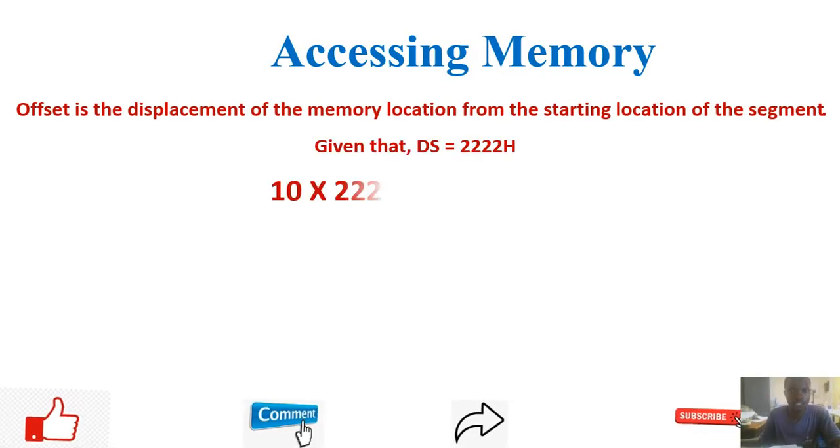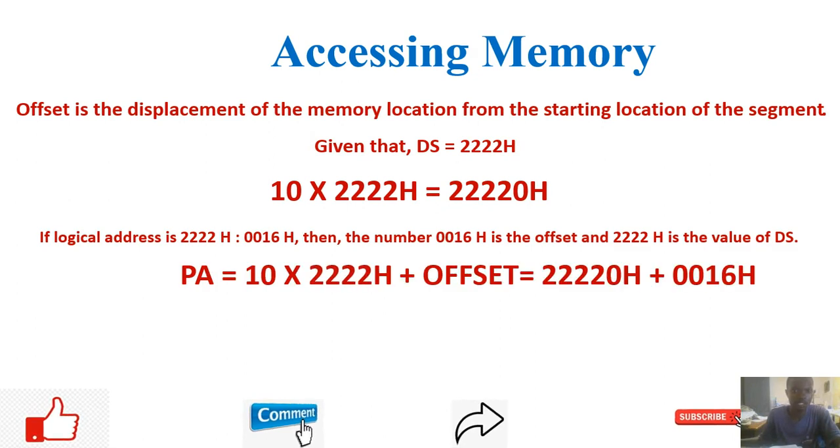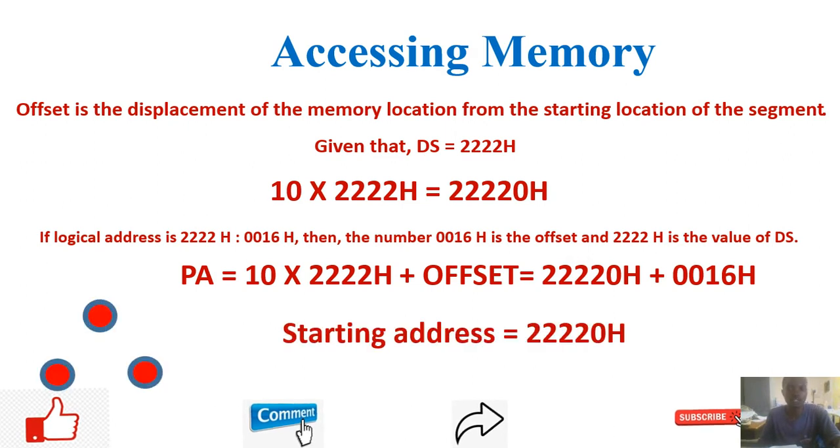Here you can see the formula. We now say 10 times the segment register plus offset. And then what's our offset? If you multiply that, you get that, and then our offset is 0016. So it means from this starting address, I'm going to move 16 steps to the location where I want to get the data from. So our starting address is that, and our final physical address is that one.